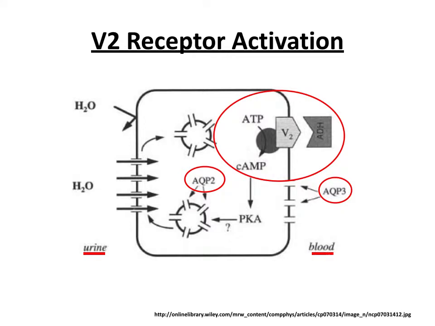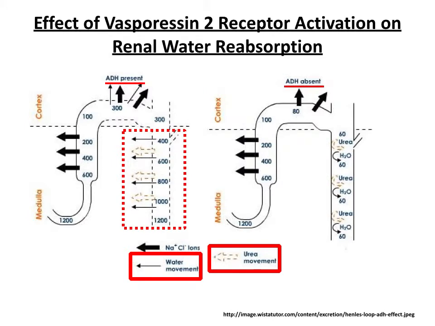So blood, urine. We've got the water coming from the urine side. So the V2 receptor's been activated. These pores have been put in, right? On the urine side, the water's going to come in this direction through aquaporin 2, and then it's going to get back into the blood. Okay, that makes sense, hopefully straightforward enough. This slide summarizes the effect of V2 receptor activation on water reabsorption in the kidney.